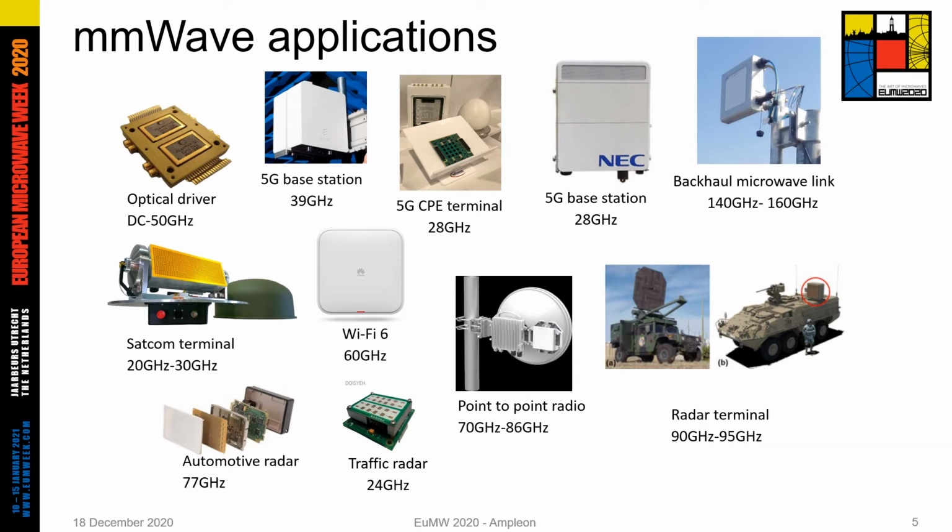Backhaul for microwave links can be even up to D band or E band. Radar terminals at different frequencies, W band or V band, and traffic radar or automotive radar at 28 and 24 gigahertz and 77 gigahertz, and even SATCOM telecommunication, which uses 20 and 30 gigahertz, or Wi-Fi 6.